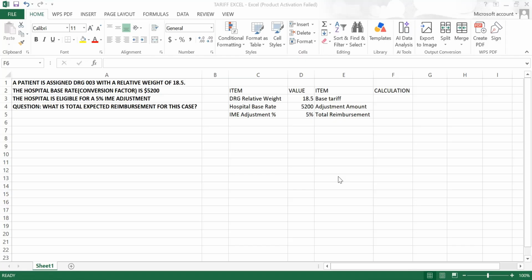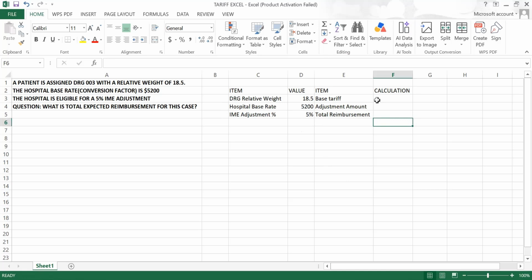Let's calculate it. As you can see, I've already written the items, DRG relative weight, hospital base rate, IME adjustment, that were given: 18.5, $5,200 and 5%. These are the things we have to calculate: base tariff, adjustment amount, and total reimbursement. The first step is the base tariff. This is simply the DRG relative weight multiplied by the hospital's base rate.